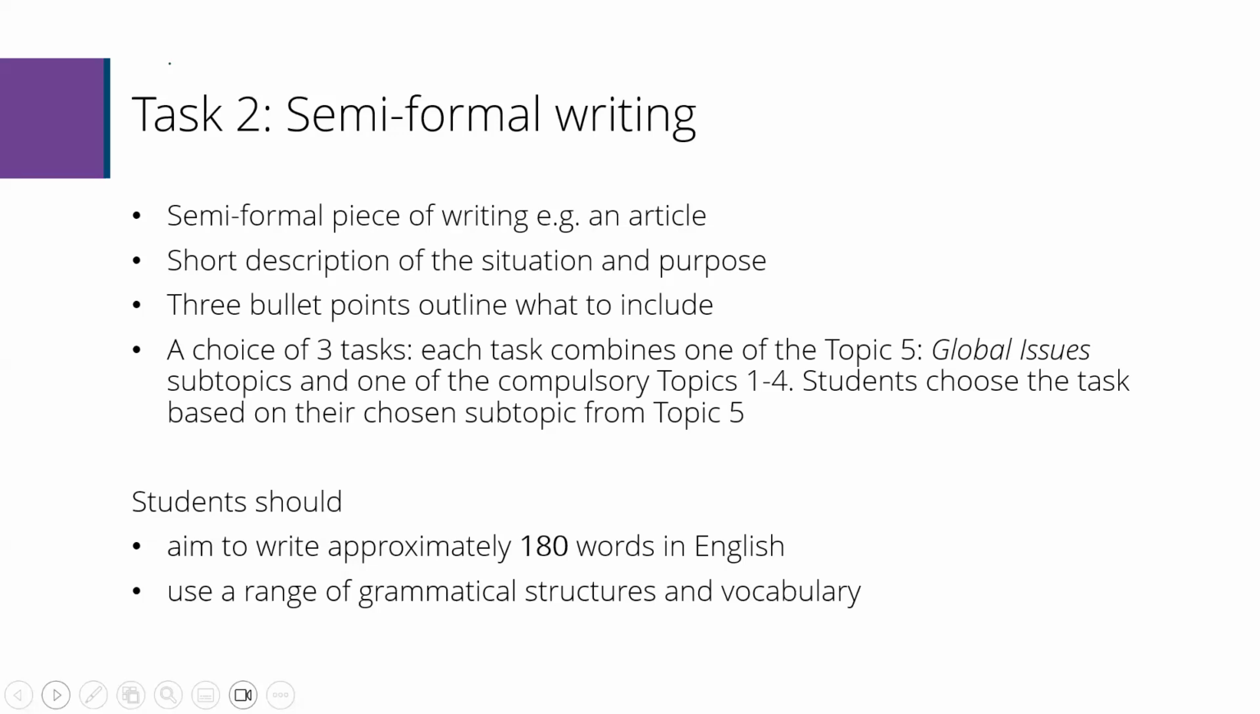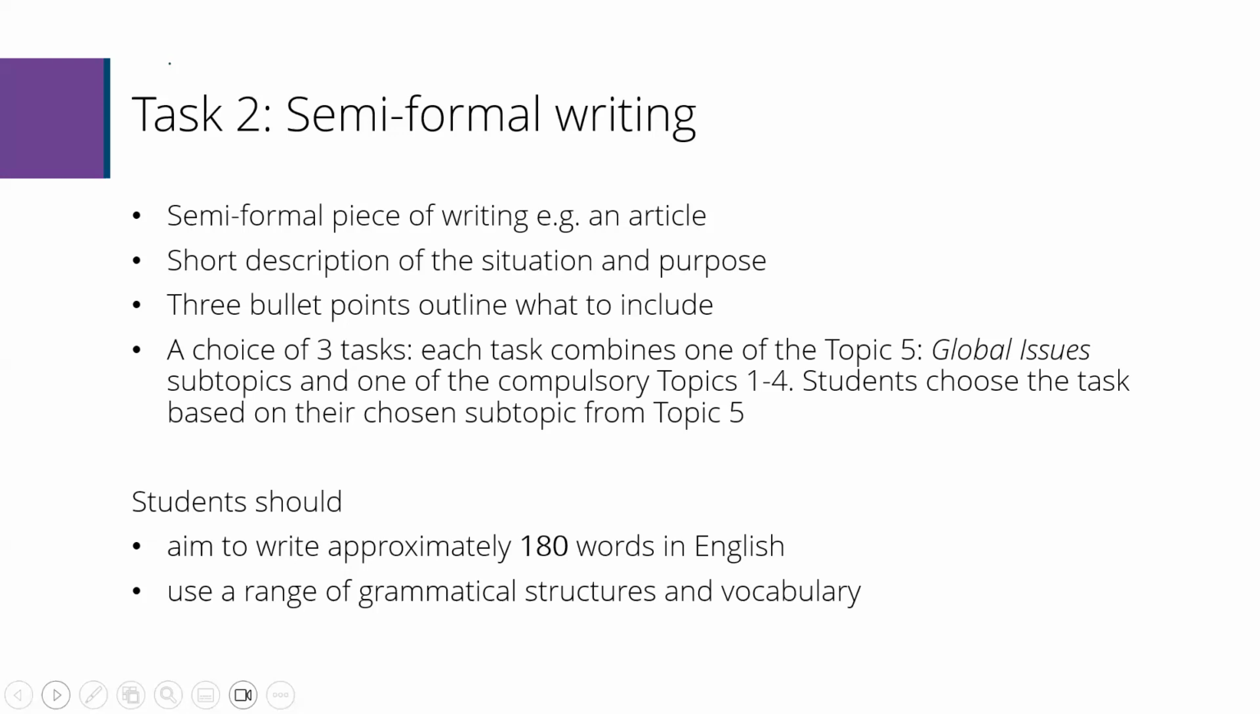So this task combines one of the topic 5 global issues subtopics and one of the compulsory topics 1 to 4. Students choose the task based on their chosen subtopic from topic 5. Students need to write 180 words in English, using a range of grammatical structures and vocabulary. We'll have a look at the task in a moment.